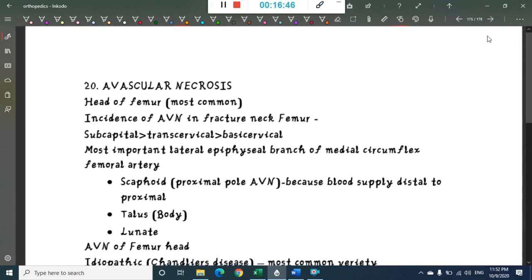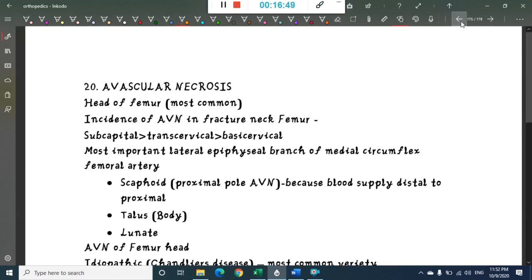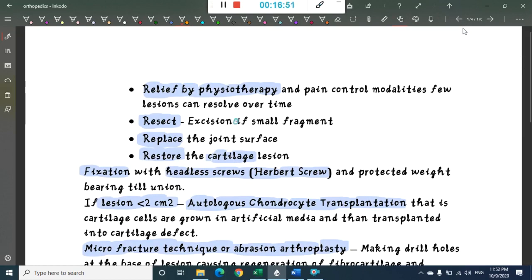Okay, next, so this is about osteochondritis and pseudoarthrosis.